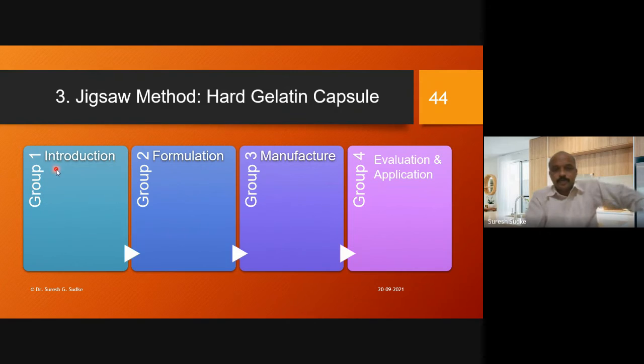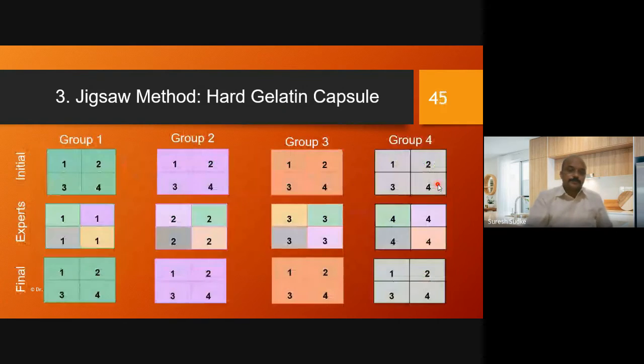Group 1 is provided with the introduction of the hard gelatin capsule. The second subtopic, the formulation, is given to the second group. To the third group, I have given the manufacturing. And to the fourth group, I have given the evaluation and application of hard gelatin capsules. So these are the 4 groups. So initially, what will happen?